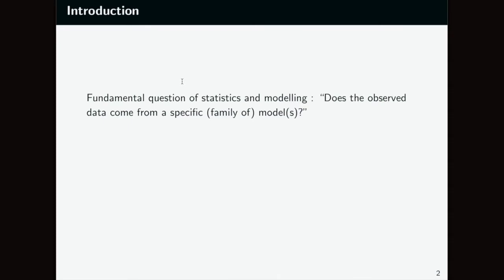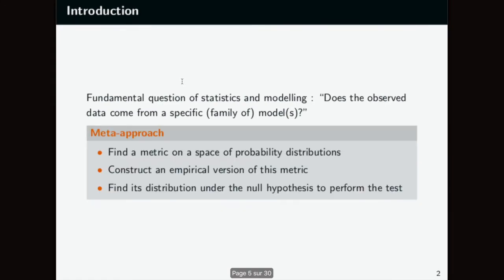In statistics and modeling, there is this very fundamental question: does the observed data that I have come from a specific model or a family of models? And to address such a question, you can rely on the following meta approach. You find a metric on a space of probability distributions that is as large as possible, you construct an empirical version of this metric, you find its distribution under the null hypothesis, or find a way to approximate it, and then you perform the test. In one dimension, for instance, the test by Kolmogorov and Smirnov is doing just that.